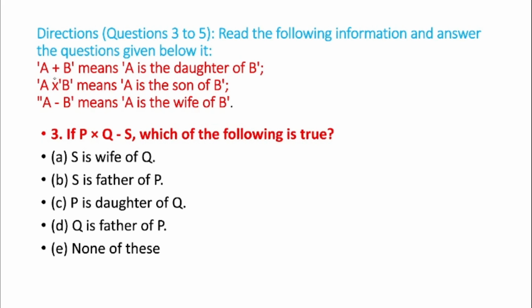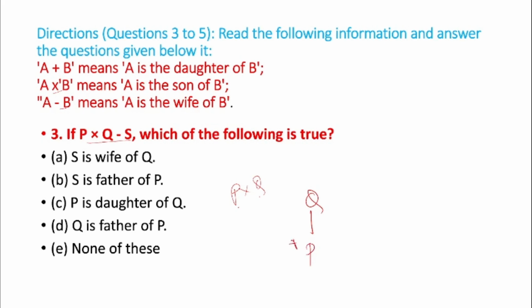So here, plus means A is daughter of B, into means A is son of B, and minus means A is the wife of B. If some relation is given between P, Q, S, then which of the following is true? So we need to find out the relation between P and Q and S. So first is P into Q. Into means son of. So P into Q means P is son of Q. So Q is a parent and P is son.